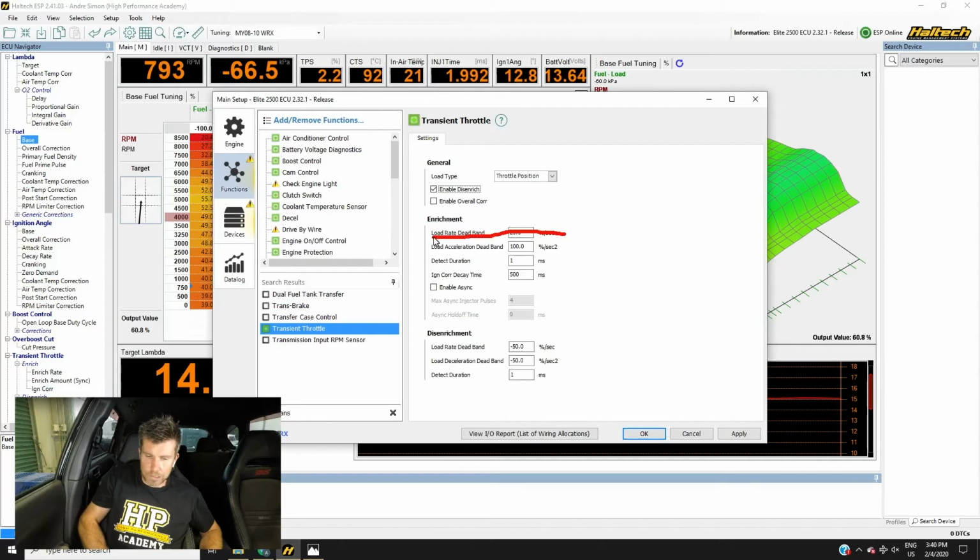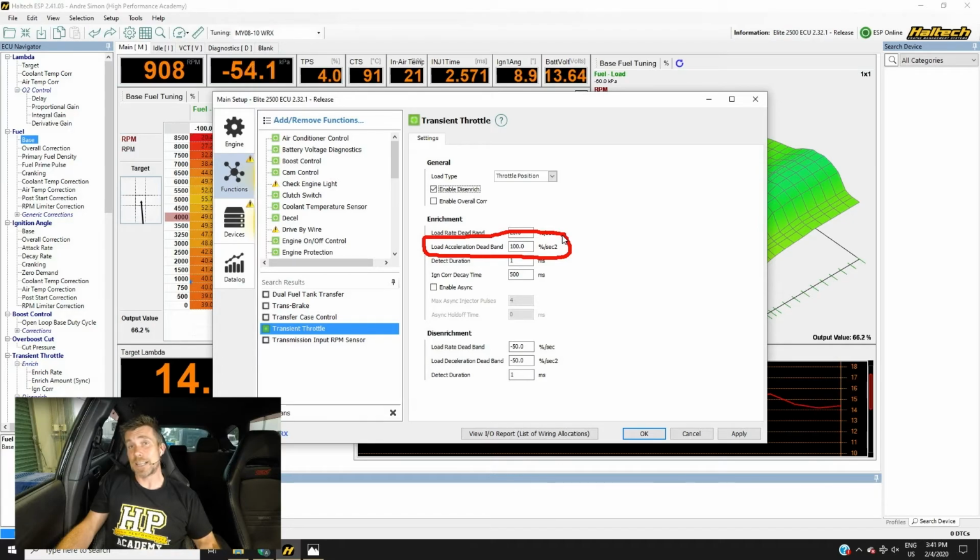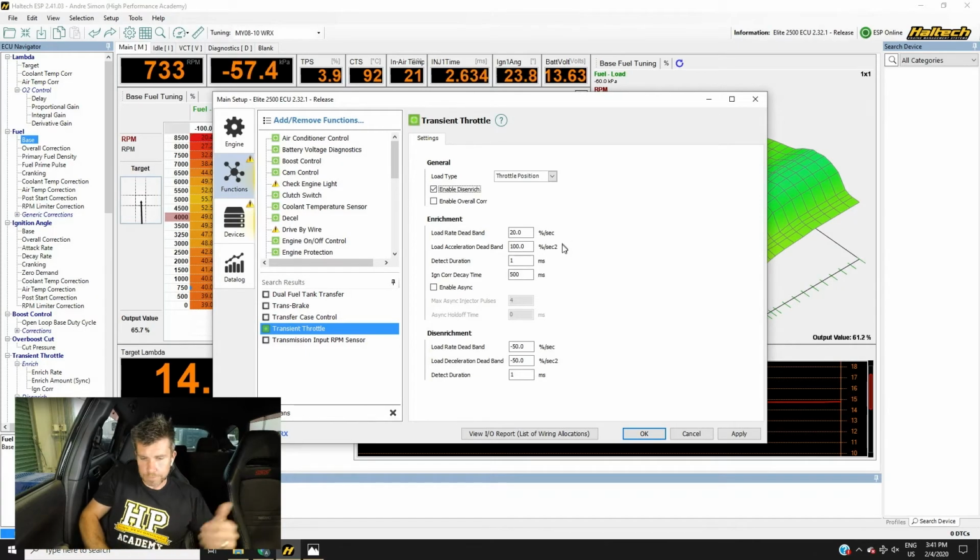The next parameter is our load acceleration deadband. Now, not a particularly well explained term in my opinion. Let me break that down. Essentially, this is a decay parameter. So basically it defines how quickly the additional acceleration enrichment fueling can be removed. And you can see this is in percent per second squared, or percent per second per second. So basically in this case, it's allowing 100% of the fueling to be removed per second. So the smaller the number you put in there, the longer the acceleration enrichment will remain active. The bigger the number, the quicker that acceleration enrichment will be removed.